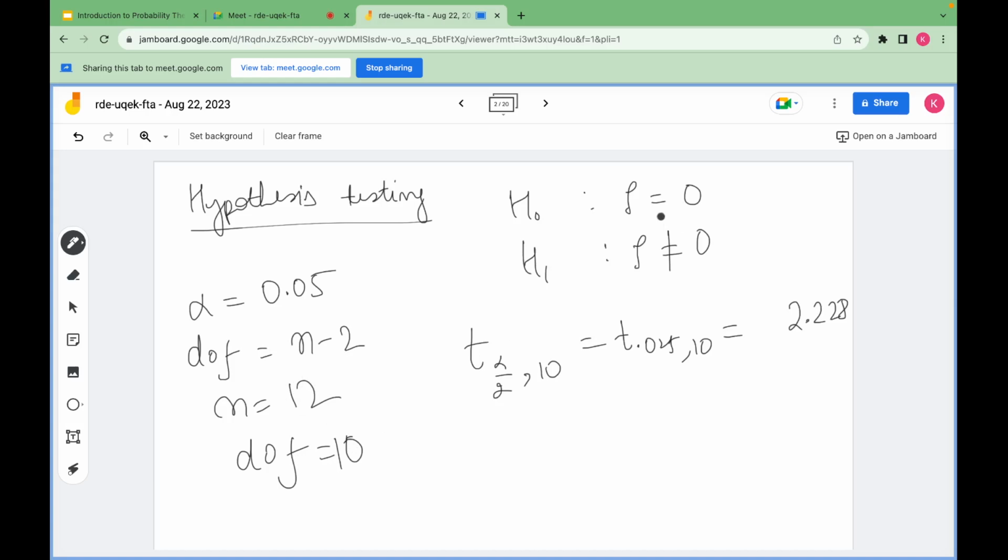So this is equal to and not equal to, so this is a two-tailed test. That's why we will calculate this value for alpha by 2. So t alpha 0.025 comma 10 is 2.228. Now we will find our test statistic, which will be r upon root over (1 minus r square) divided by (n minus 2).